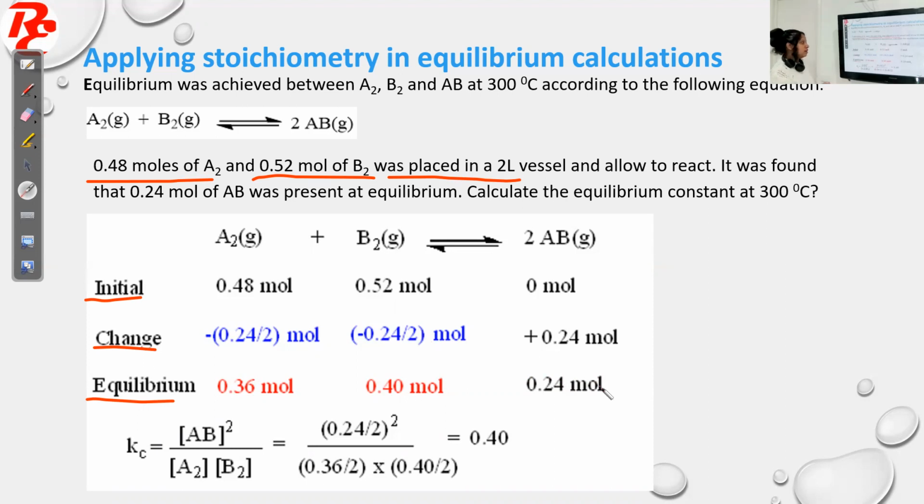So now you can find the K value. I write the K expression, which is AB squared divided by A2 into B2. And remember, in your K expression, these are the concentrations. Therefore, you should convert the moles into the concentrations. AB's mole is 0.24. I divided by 2 to make it a concentration. So power 2. And then A2 is 0.36 divided by 2. That is to make it a concentration. And B2's mole is 0.4. You divide by 2. And then you get Kc as 0.4. So that's how you use the ICE table when the equilibrium moles are not given.